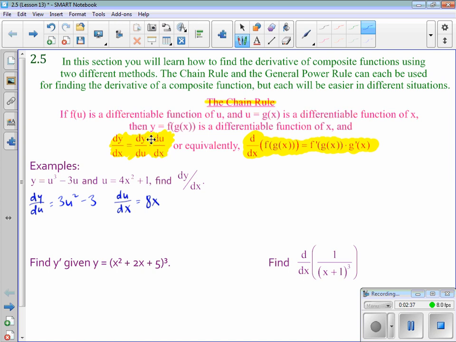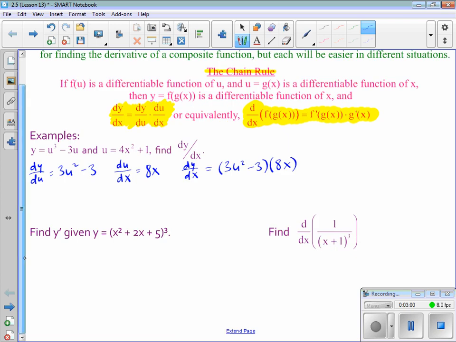Now what do we do with those values to find dy dx? We multiply them, right? And so we're going to multiply those together. So to get dy dx, I take my 3u squared minus 3, and I multiply that by the 8x. So questions so far?